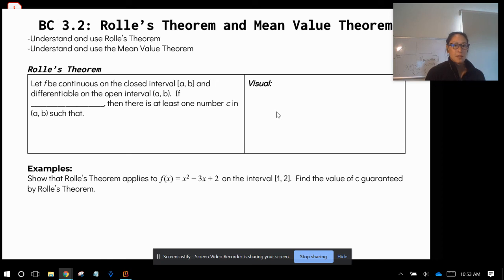So let f be continuous on the closed interval [a, b] and differentiable on the open interval (a, b). If f of a is equal to f of b, so the output of a is equal to the output of b, then there's at least one number c in (a, b) such that f prime of c, so the derivative at c, is equal to 0. All right, here's what that looks like.